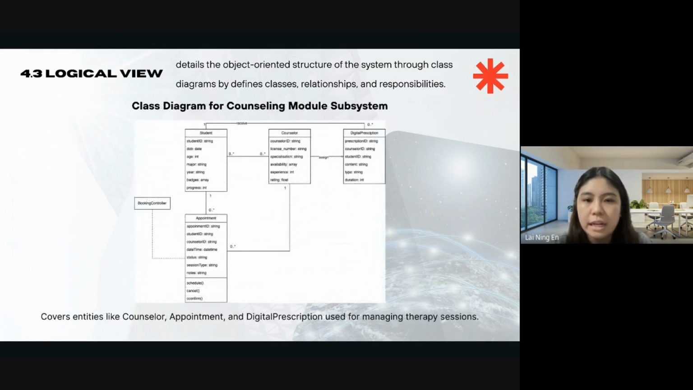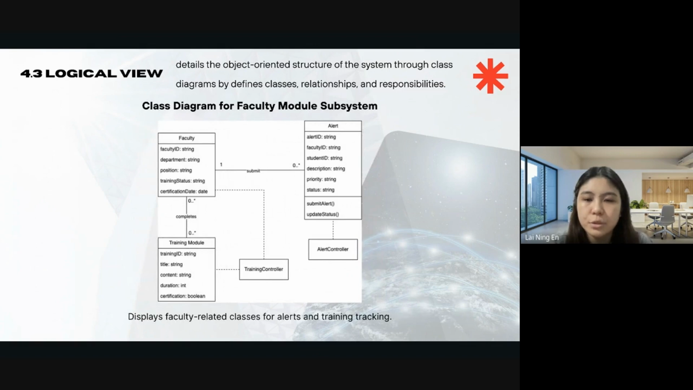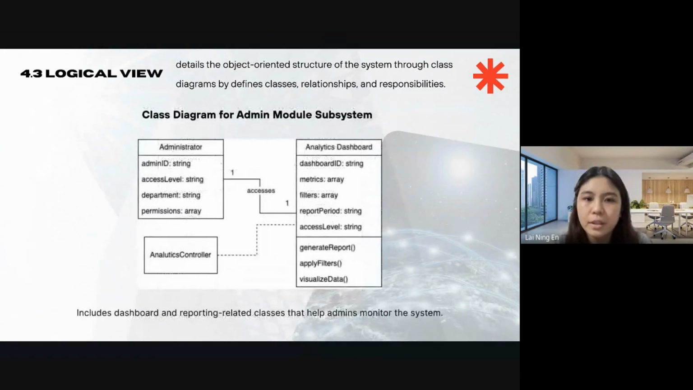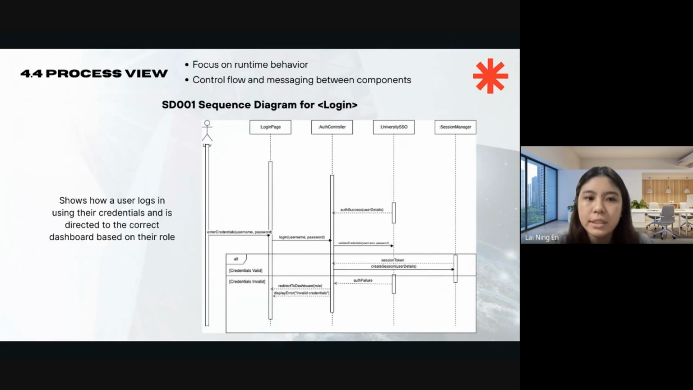Next one is the counseling module subsystem, which covers entities like counselor, appointment, and digital prescription used for managing therapy sessions. And next one is the faculty module subsystem, which displays the faculty-related classes for alerts and training tracking. Next one is the class diagram for the admin module subsystem, which includes dashboard and reporting related classes that help admins monitor the system. Okay, the other view is process view, which focuses on runtime behavior and control flow and messaging between the components.